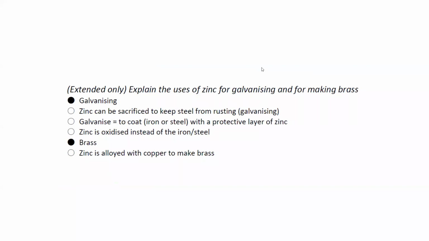Then what are the uses of zinc? Zinc can be used for galvanizing. What is the meaning of galvanizing? Because what happens if you have a piece of iron? Iron has a tendency to react with oxygen and water vapor in the atmosphere. So we have iron in the atmosphere, along with water vapor and oxygen.